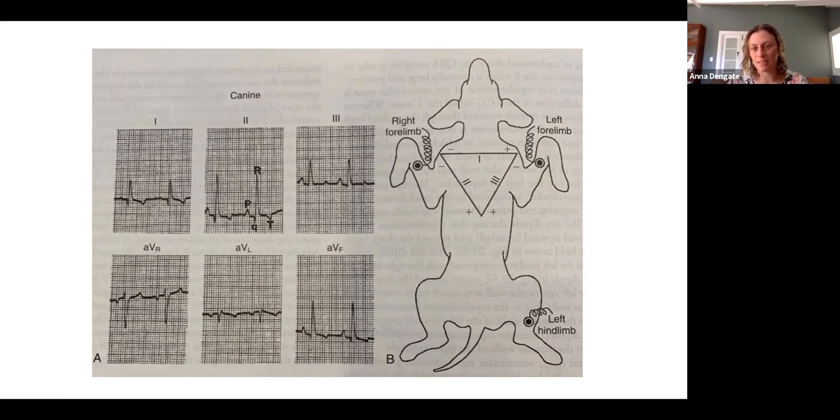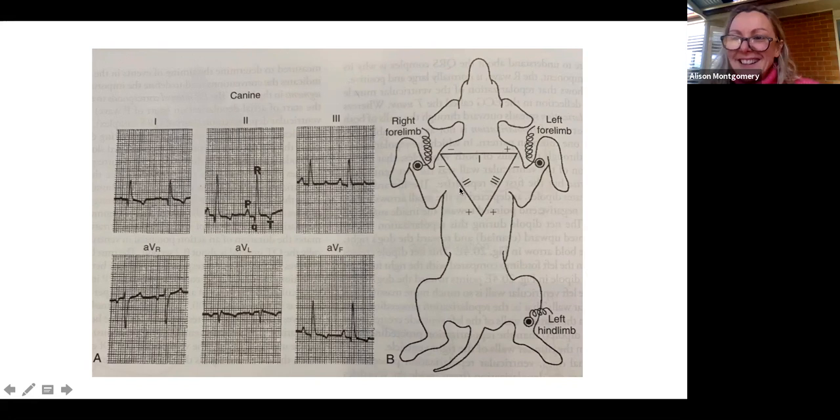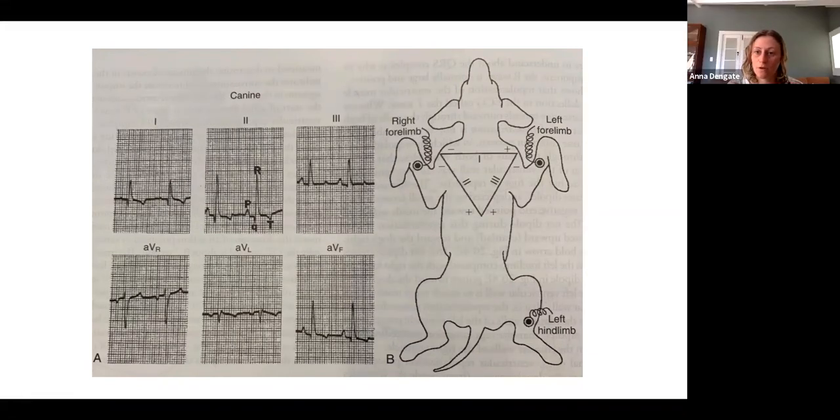What about a right VPC? What's that going to look like? The opposite. Yeah, exactly. So they're the VPCs most commonly seen in boxers with boxer cardiomyopathy, arrhythmogenic right ventricular cardiomyopathy. They are often right-sided to start with, but then we get a fibrofatty infiltrate on the left side as well, and their morphology gets a little bit more variable.